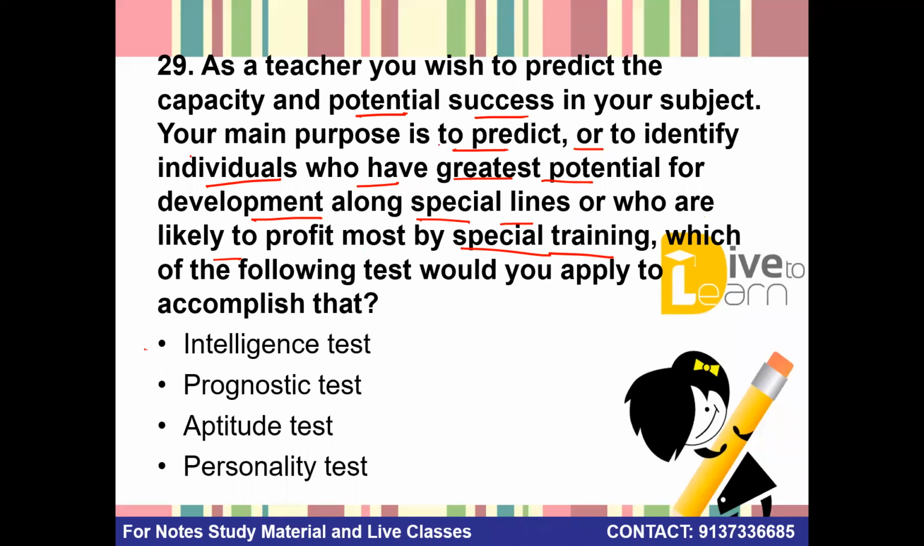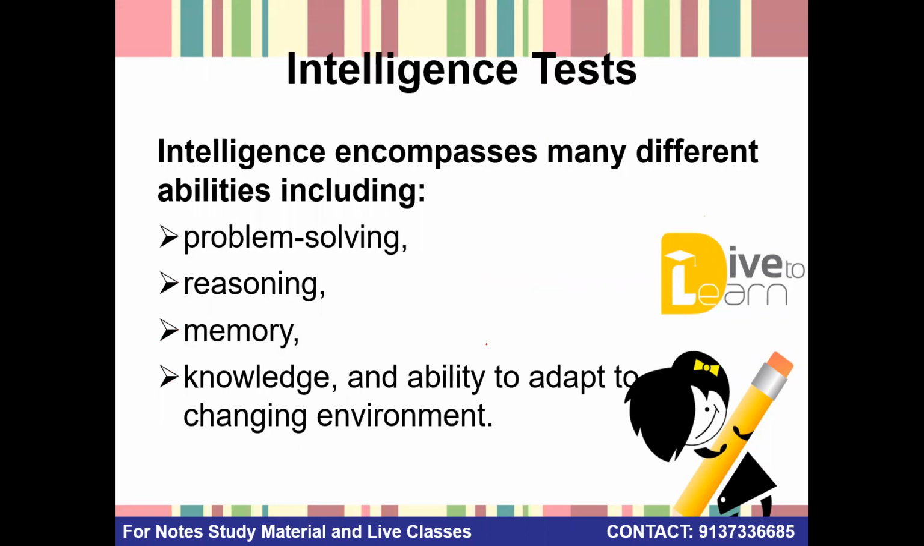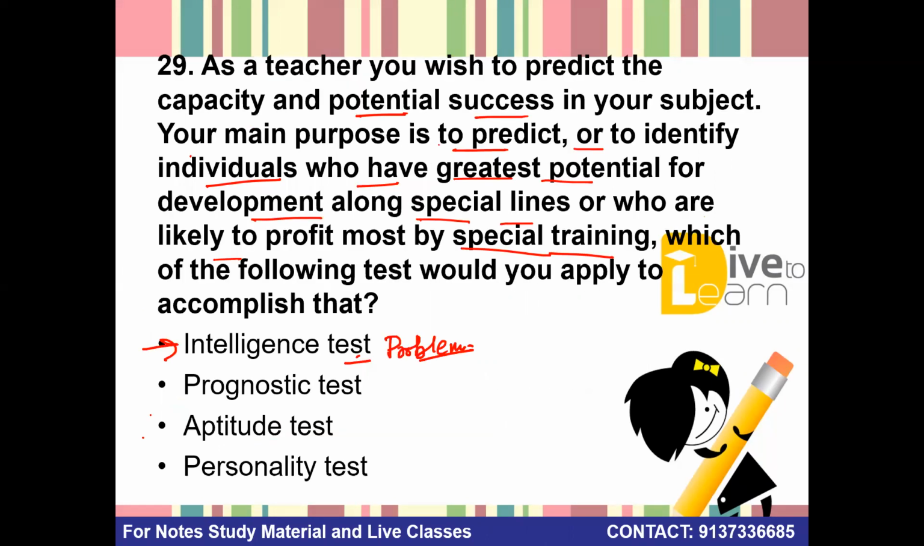So first you have the intelligence test. Intelligence test mainly consists of what? The keywords are problem solving and reasoning. You can note down a few: mainly problem solving, reasoning, memory, knowledge, ability to adapt to a changing environment. Okay, then in the options you have prognostic test, personality test, aptitude test.